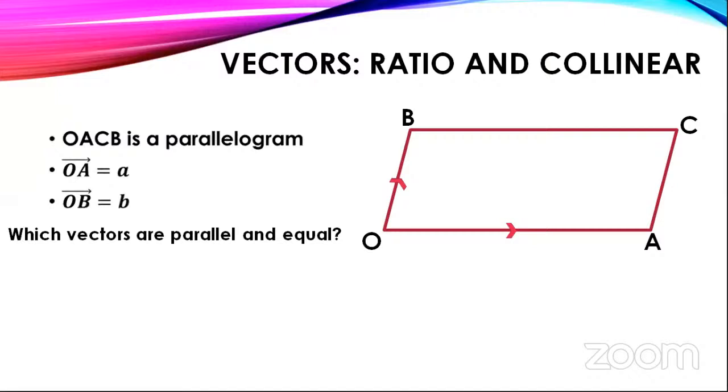We're on the last lap. This is the very last question. So we're now looking at vectors in terms of ratio and collinearity. So we have a parallelogram OACB, and the vector OA is equal to A and the vector OB is equal to B. Now, which vectors are parallel and equal? Can you tell us which vectors are parallel and equal?